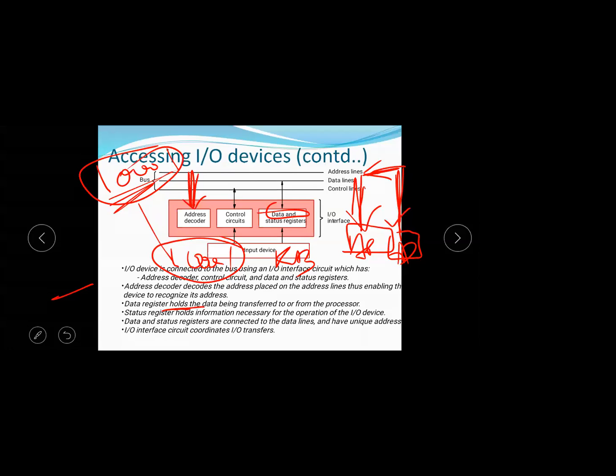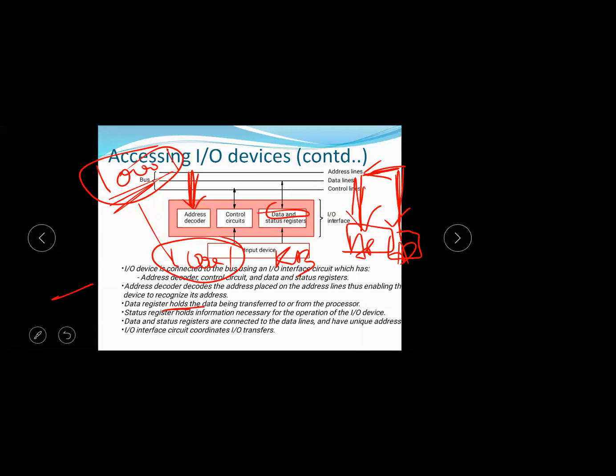Data and status registers are connected to the data lines, and that information is conveyed to the processor by means of the data line. Data and status registers connected to the data lines have a unique address. Already in the previous slide, addressing of IO device is nothing but the data register addressing for the IO data register.